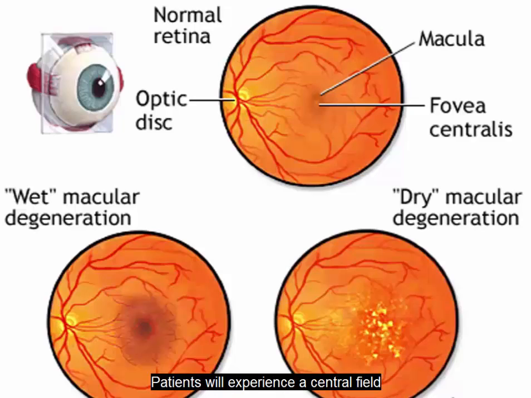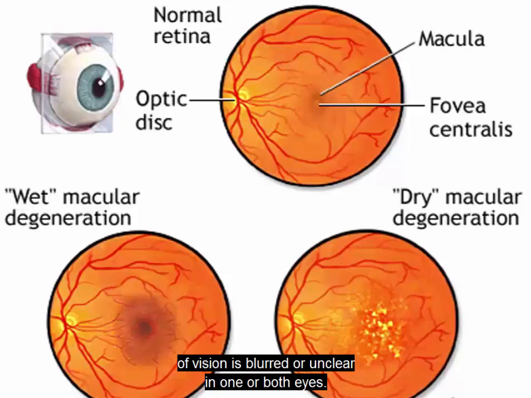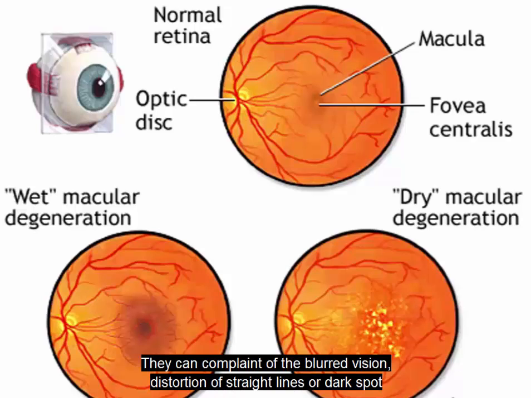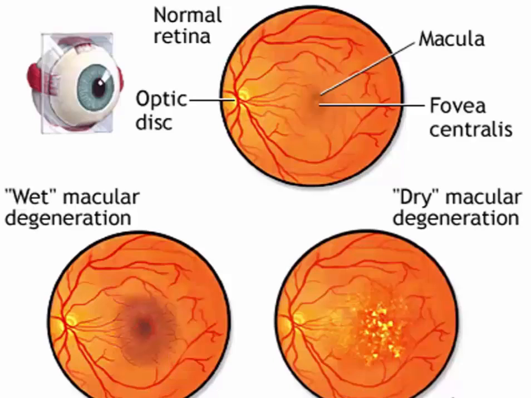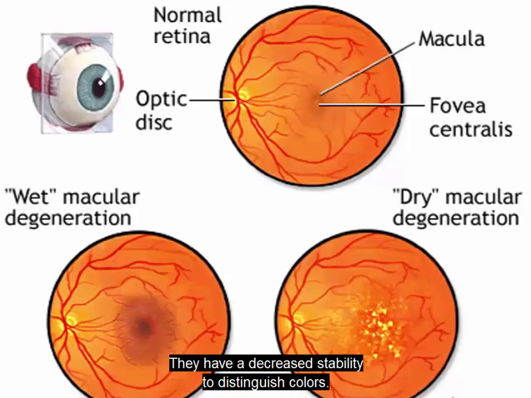Patients will experience a central field of vision that is blurred or unclear in one or both eyes. They can complain of blurred vision, distortion of straight lines, a dark spot, or intermittent blurring of central vision that worsens over time. They have a decreased ability to distinguish colors.